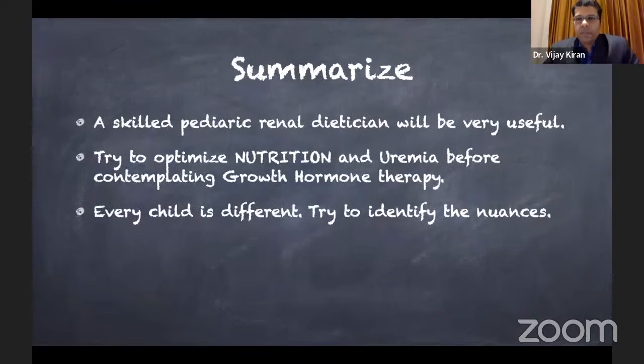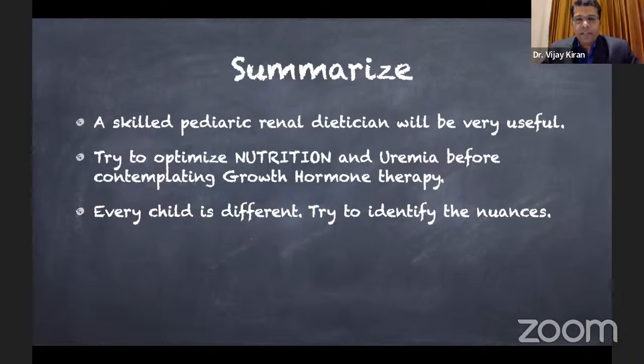To summarize the nutritional aspects, a skilled pediatric dietitian will be a very, very useful tool. Try to optimize nutrition and uremia and anemia and acidosis even before contemplating growth hormone. Growth hormone is not the panacea. I have seen people jumping onto starting growth hormone, especially in bigger corporate hospitals, even before they optimize the internal milieu. Trust me, it's not going to work.